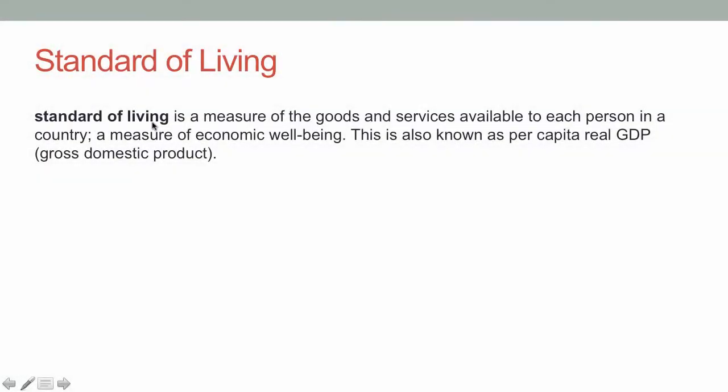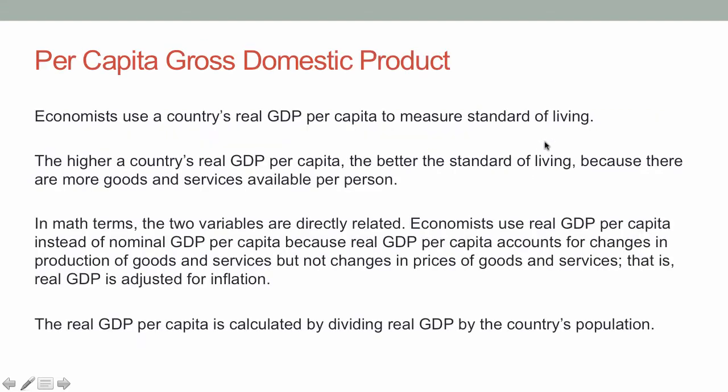In the video, you were presented with this idea of standard of living. Standard of living is a measure of the goods and services available to each person in a country. It's a measure of economic well-being. We also call this per capita real GDP, and gross domestic product is what we mean by GDP. Per capita means per person. So when we talk about per capita real GDP, we're talking about how much we produce as a country per person. So it's an average thing, it's a rate.